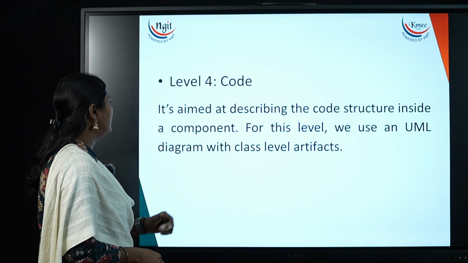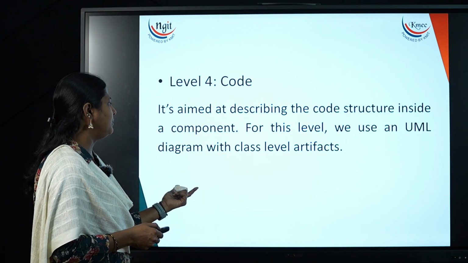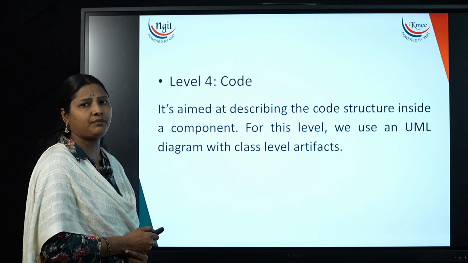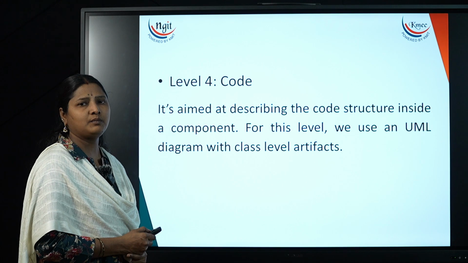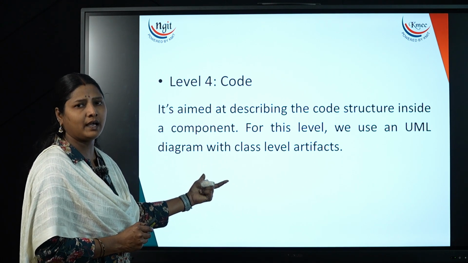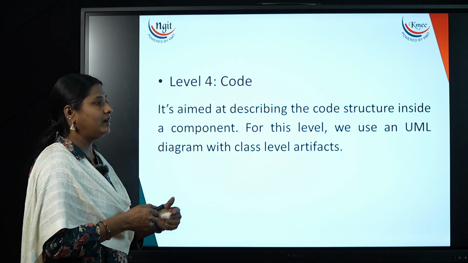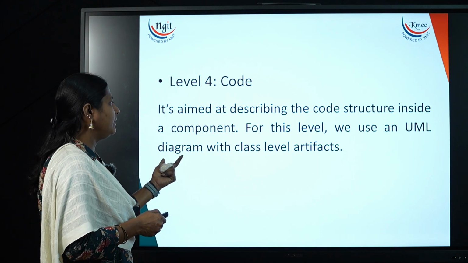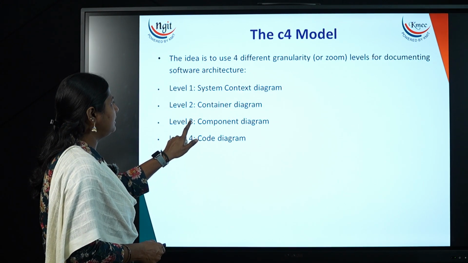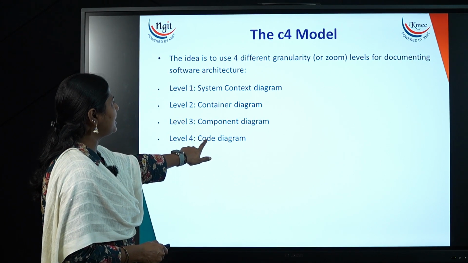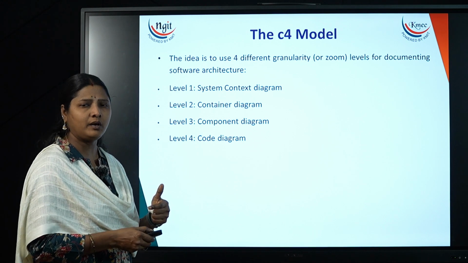Coming to the next one, code. It aims to describe the code structure inside the component. For this level, we generally use the class diagram or artifacts. As we know, code can be defined with structural diagrams. All the structural diagrams, like the package diagram and class diagram, are the models which are helpful to define the code, and that makes it easy to document. So each and every diagram in this C4 model helps to zoom in on each module and helps in developing the document.